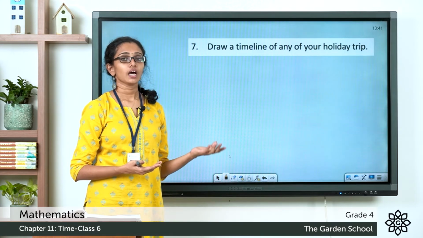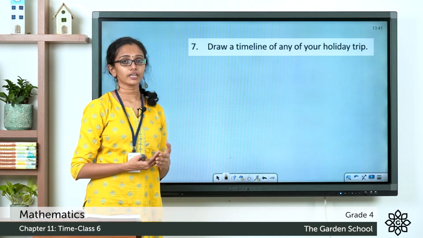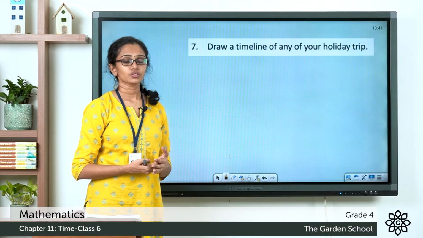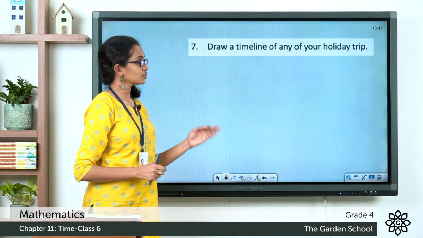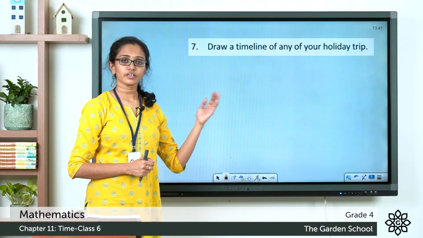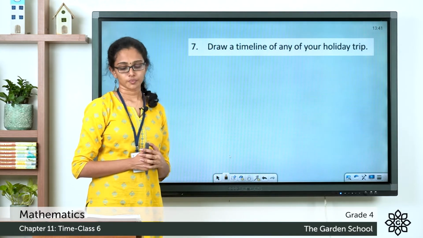And you have to decide at which all places you'll take a break and how long you would stay there. So just make a note of all these events and then use that note to draw a timeline. This one you can draw in your notebook.